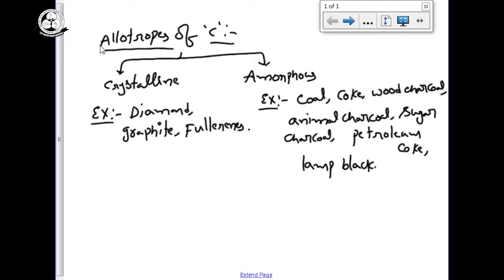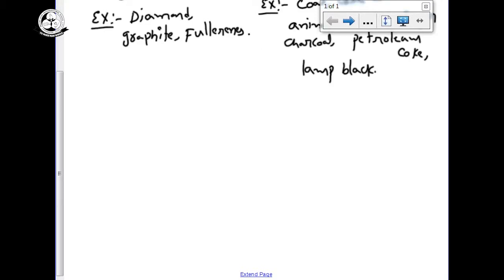The most important crystalline forms are diamond, graphite and fullerene. Amorphous forms are many: coal, coke, animal charcoal, petroleum coke, lamp black, sugar charcoal, wood charcoal. Coal is a naturally occurring material formed by long decomposition at high pressure and temperature with a limited supply of oxygen. Vegetable matter is converted into coal or coke.